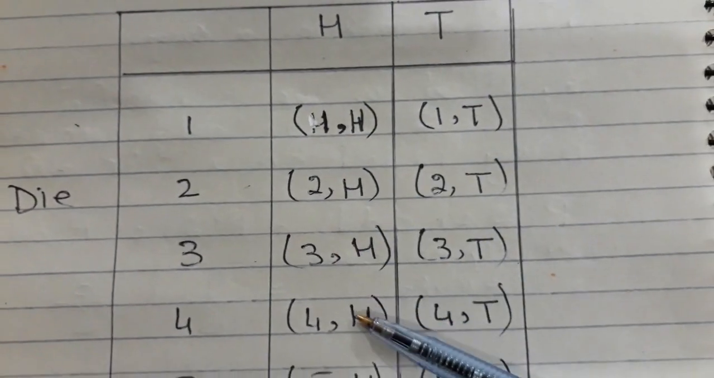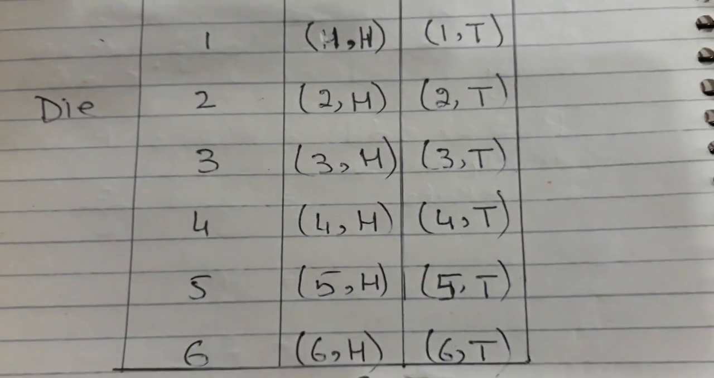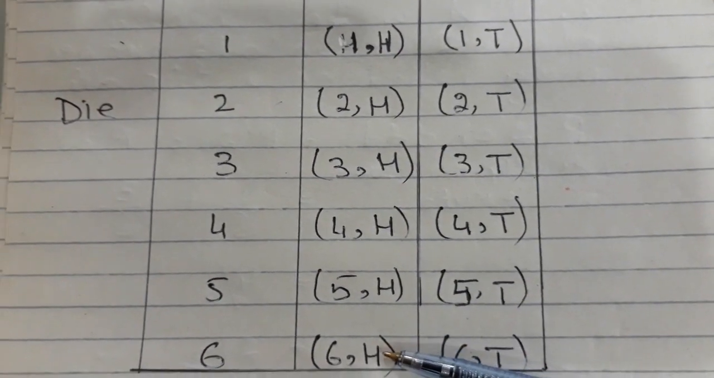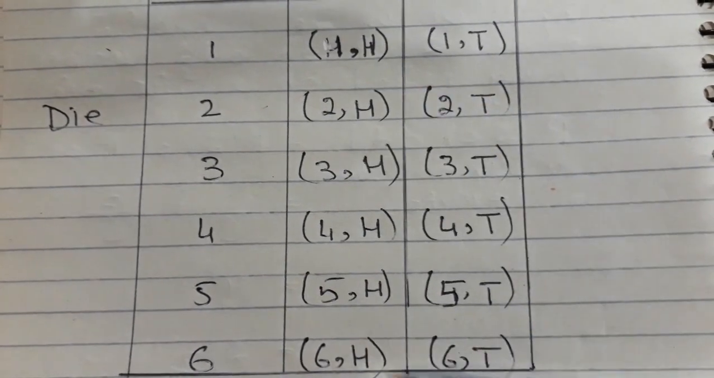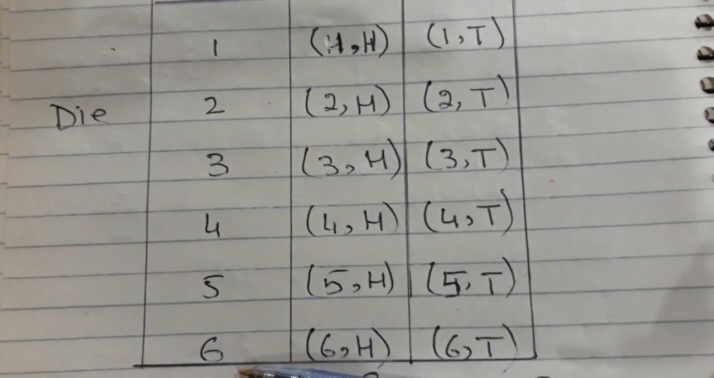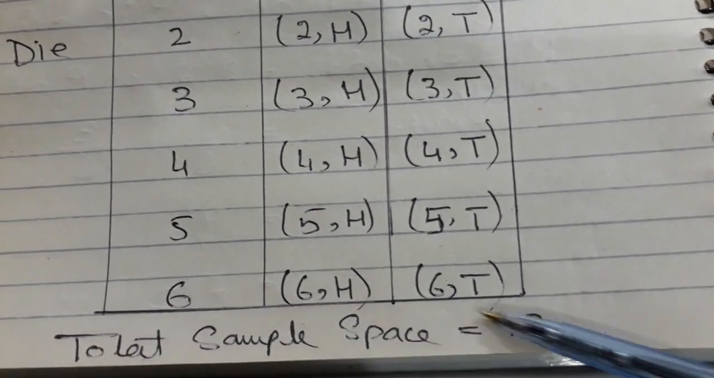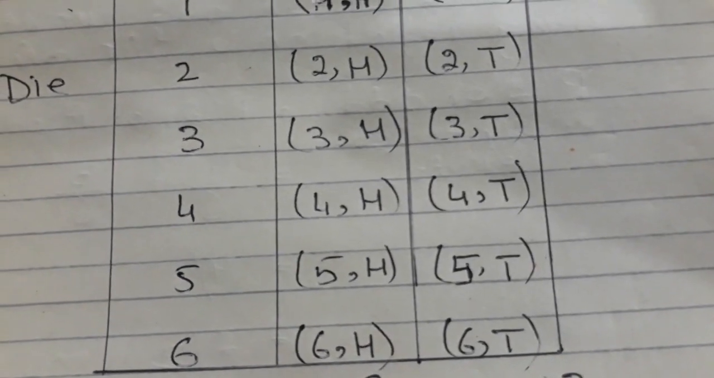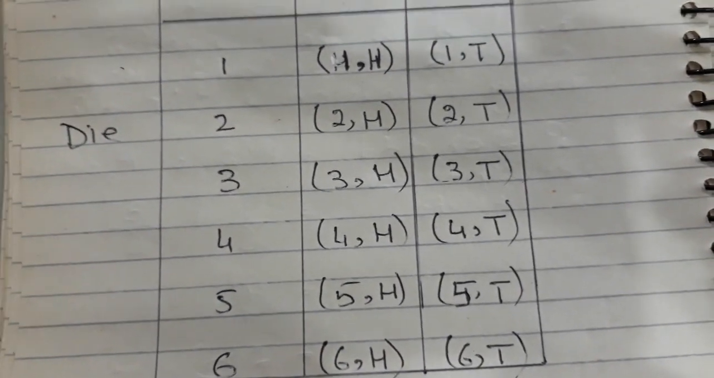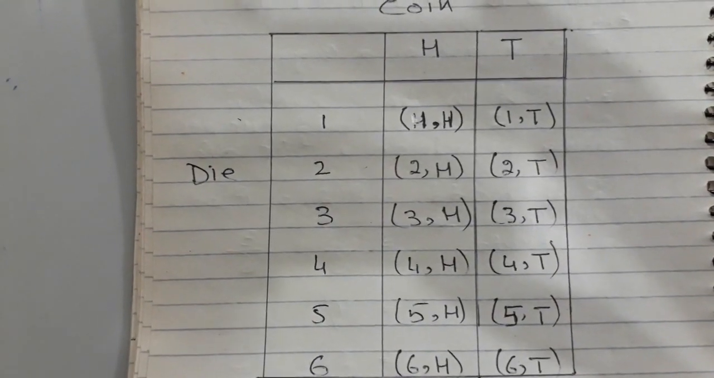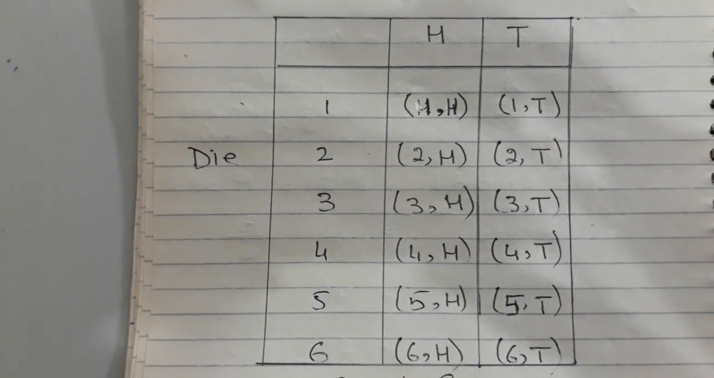So this is how I have listed down all the possible outcomes. They are total in number 12. One quick way to count how many they are, you can do 2 times 6. So total sample space is equal to 12, and I have listed them down here. So if the question says list down all the possible outcomes, you have to list down like this. Now using this table, we will answer a few of the questions.